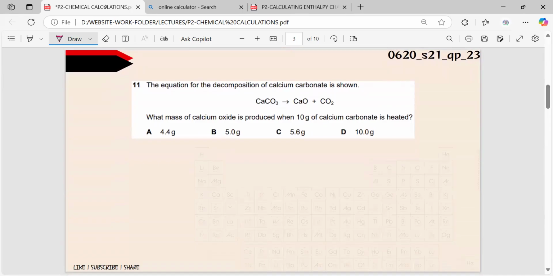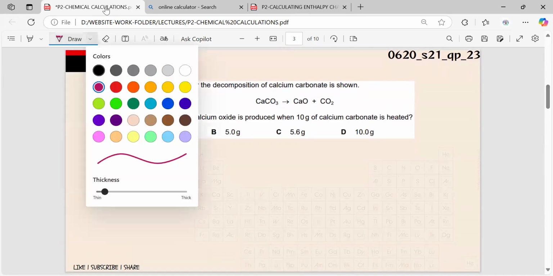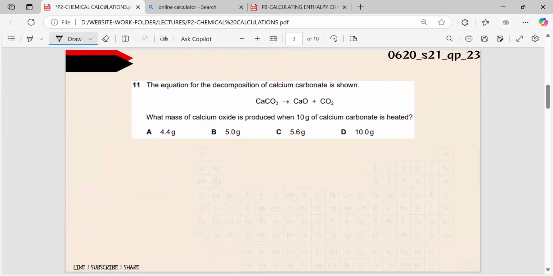Next question is, the equation for the decomposition of calcium carbonate is shown. This is the equation given. And mostly, whenever any equation is given to us, in most of these questions, we have to take the ratio somewhere in our calculation. What mass of calcium oxide is produced when 10 grams of calcium carbonate is heated?